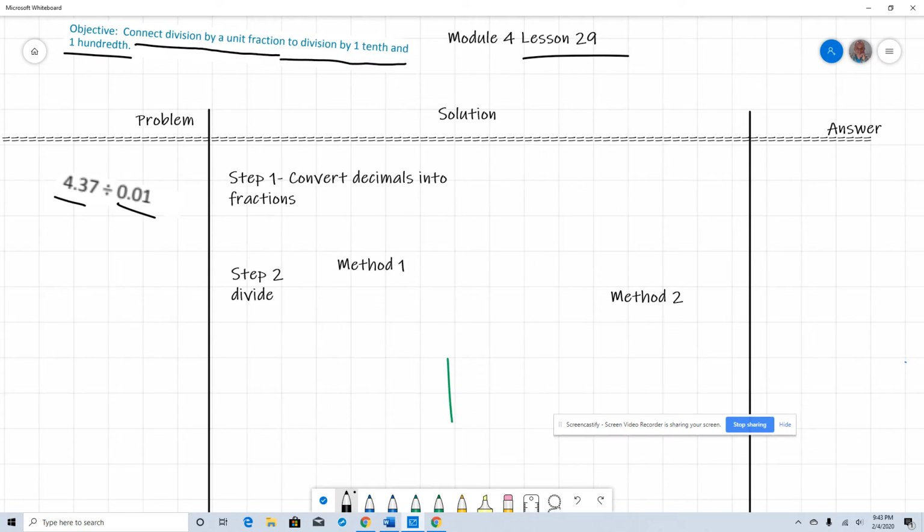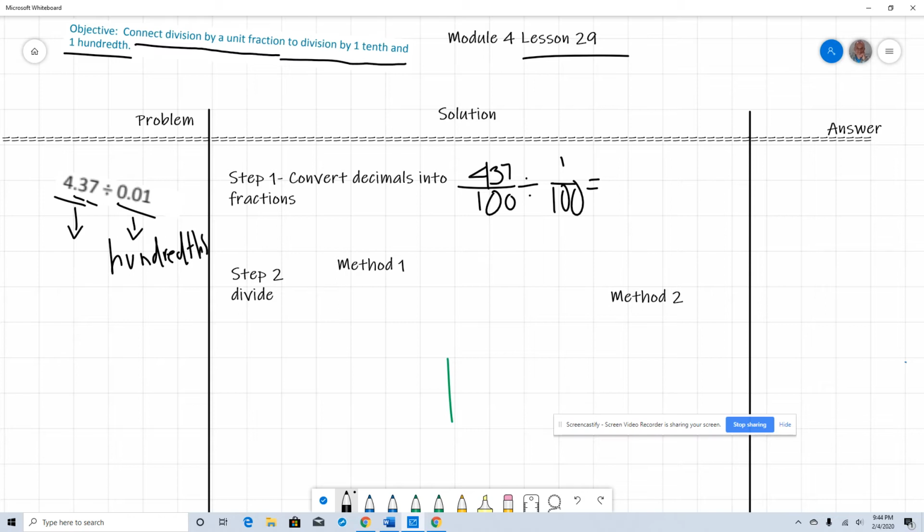Because you have two decimals to the right of the decimal point, that gives us the understanding that we have to convert them into hundredths. So we're going to write 437 hundredths divided by 1 hundredth. Okay, so now we have it in fractions. Let's do now the methods.